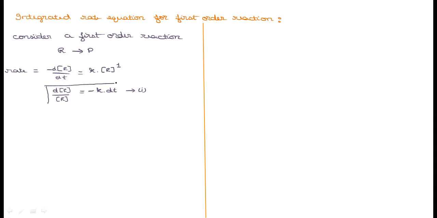So in the previous case, it was dr is equal to minus k dt. In the first order, it is dr by r is equal to minus k dt. Now this will be additional here. Now after getting this step, we'll try to integrate on both the sides. On integrating equation 1, integration of dr divided by r is equal to minus k integration of dt.